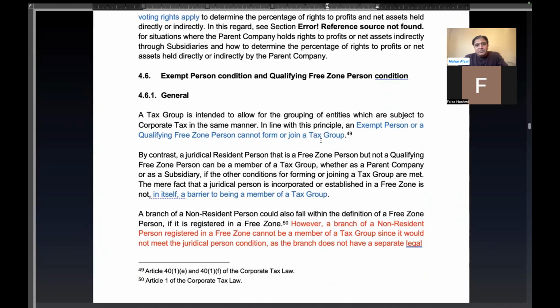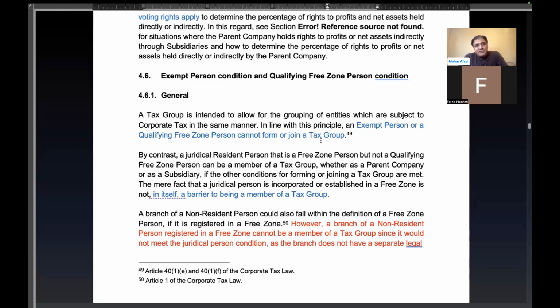So we discussed two things. First, we discussed a resident juridical person. Then we discussed 95% voting rights, share capital, entitlement in the profit, and the fourth condition is, sorry, what is the fourth condition? Entitlement in the profit, then 95% entitlement in the net assets. So we have discussed two conditions, and the third one is not an exempt person, not a juridical person.